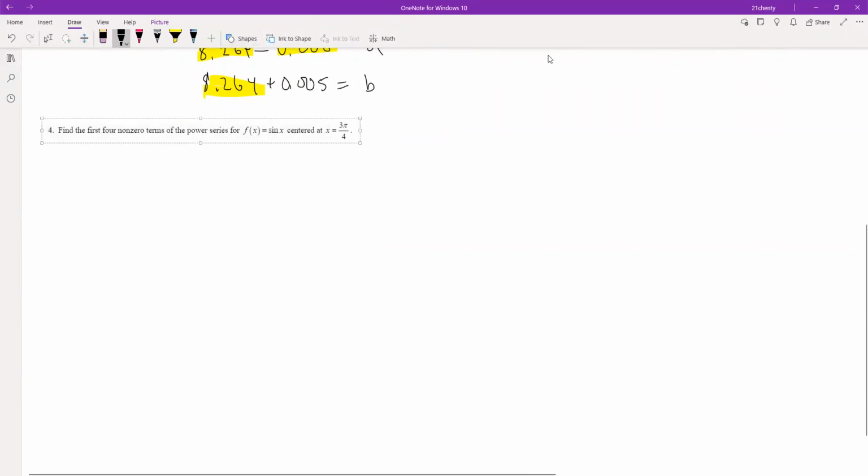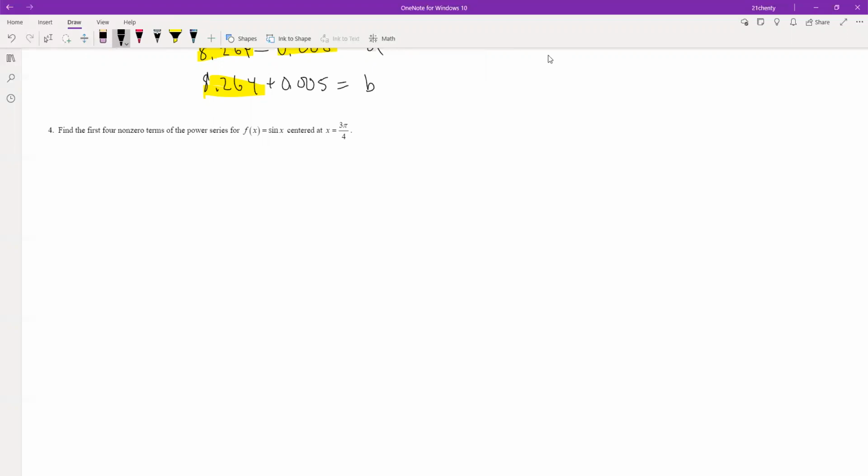So we're finding the first 4 non-zero terms of the power series for f of x equals sine x, centered at x equals 3 pi over 4. Normally we'd have this memorized, right? The Maclaurin series of sine of x, but since this is centered at x equals 3 pi over 4, we can't use the formula.